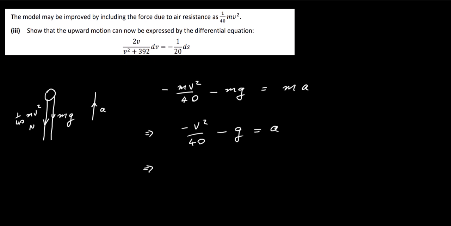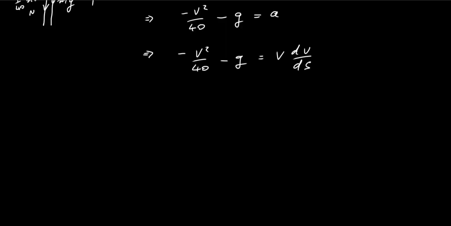Now we need to write an equation with a ds in it, a v in it, and a dv. So I'm going to change this acceleration to v dv/ds. So I've got minus v squared over 40 minus g is equal to v dv/ds. Okay, so this is what we're going to be working with.